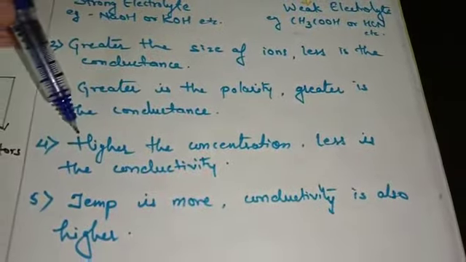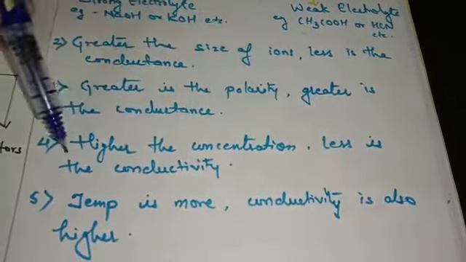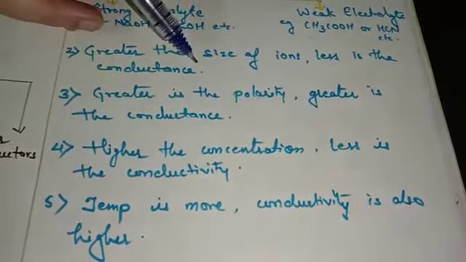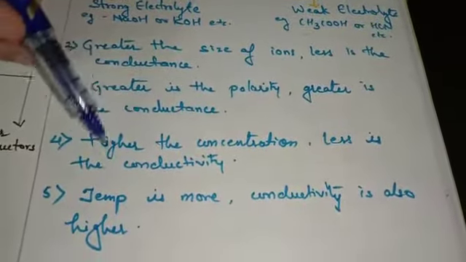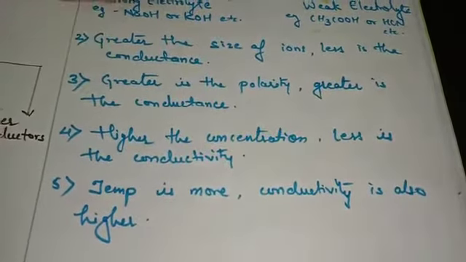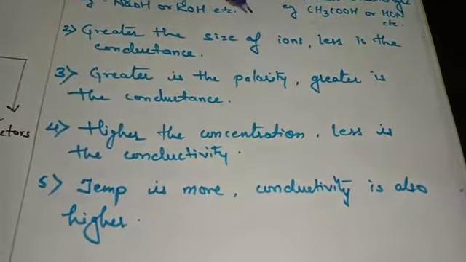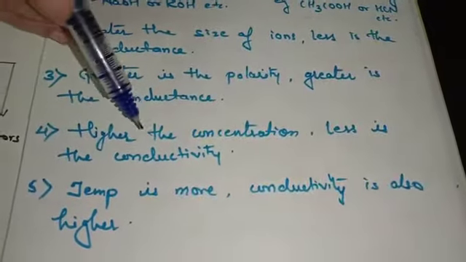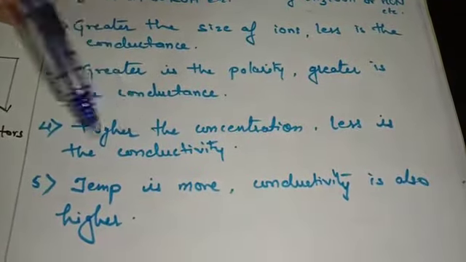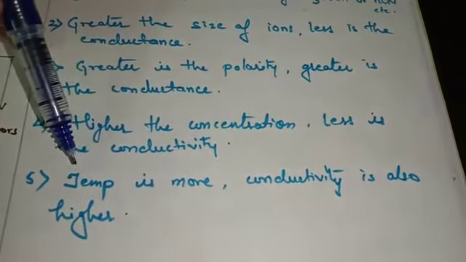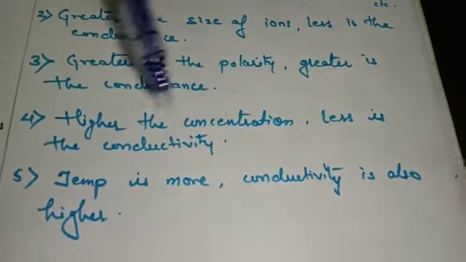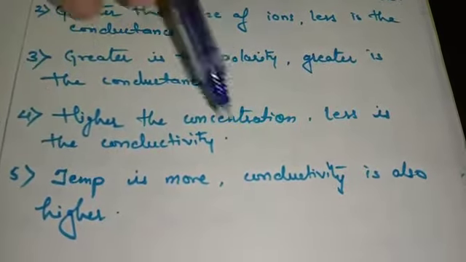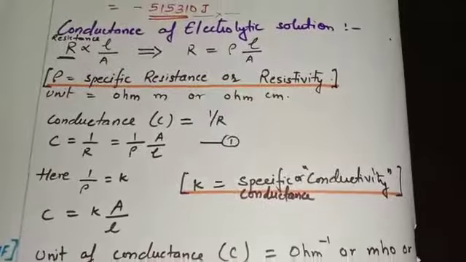Fourth is, the higher the concentration, less is the conductivity. That means if the concentration is increased, conductivity decreases. Because as concentration increases, movement of ions decreases, due to which the conductivity also decreases. And the next will be, as temperature increases, conductivity also increases. This I have already explained to you. Now coming to the next topic, that is the conductance of electrolytic solution.